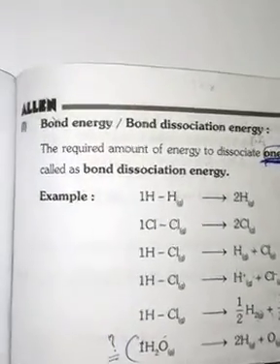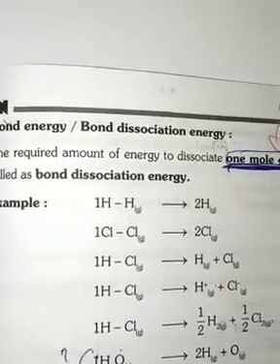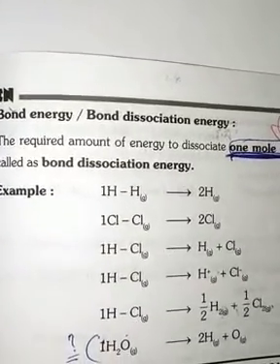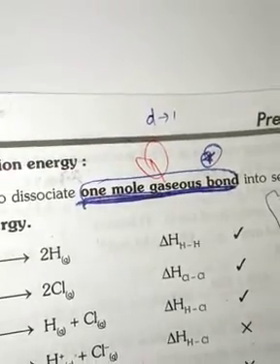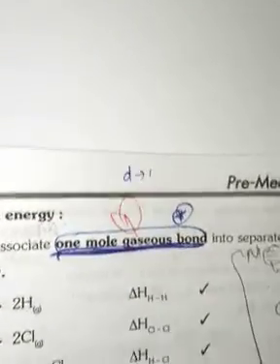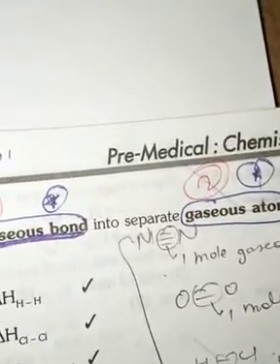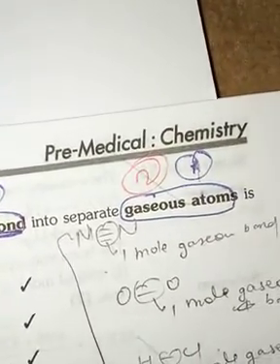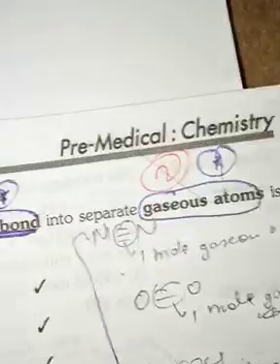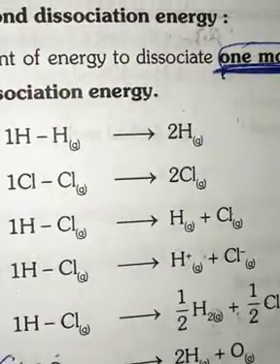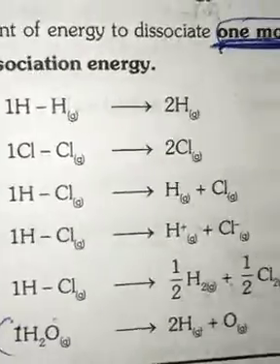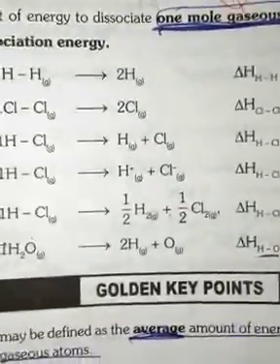Next energy we have is bond energy or bond dissociation energy. In this we have 2 points. One is that 1 mole of gaseous bond is getting dissociated and separating into gaseous atoms. So this is 1 mole bond and 2H is formed, correct.